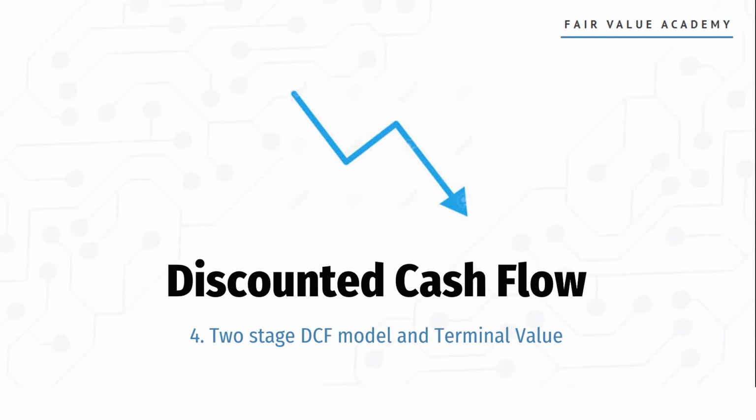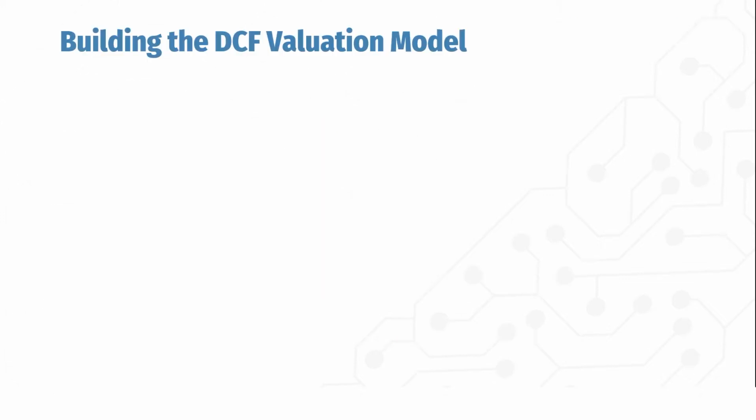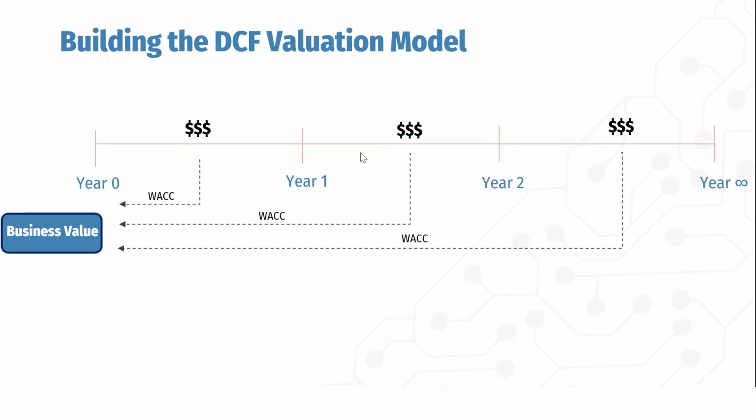In this session, we will explain the two-stage DCF model and the concept of terminal value. The value of a business using the intrinsic value approach, which is the DCF approach, is its future cash flows discounted at a required rate of return demanded by investors, which is the WACC, and the present value of these future cash flows at the WACC will give you the business value.